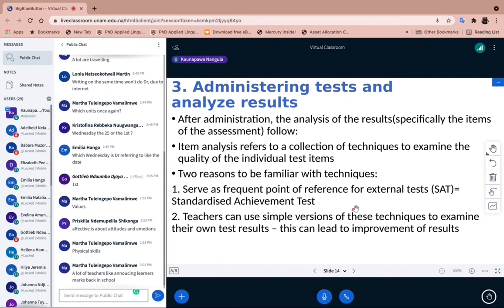Or you give them multiple choice questions, but then there are a number of answers, the choices, that are very closely related and can cause confusion. So those are things that you have to look out for when you are reviewing your test items.